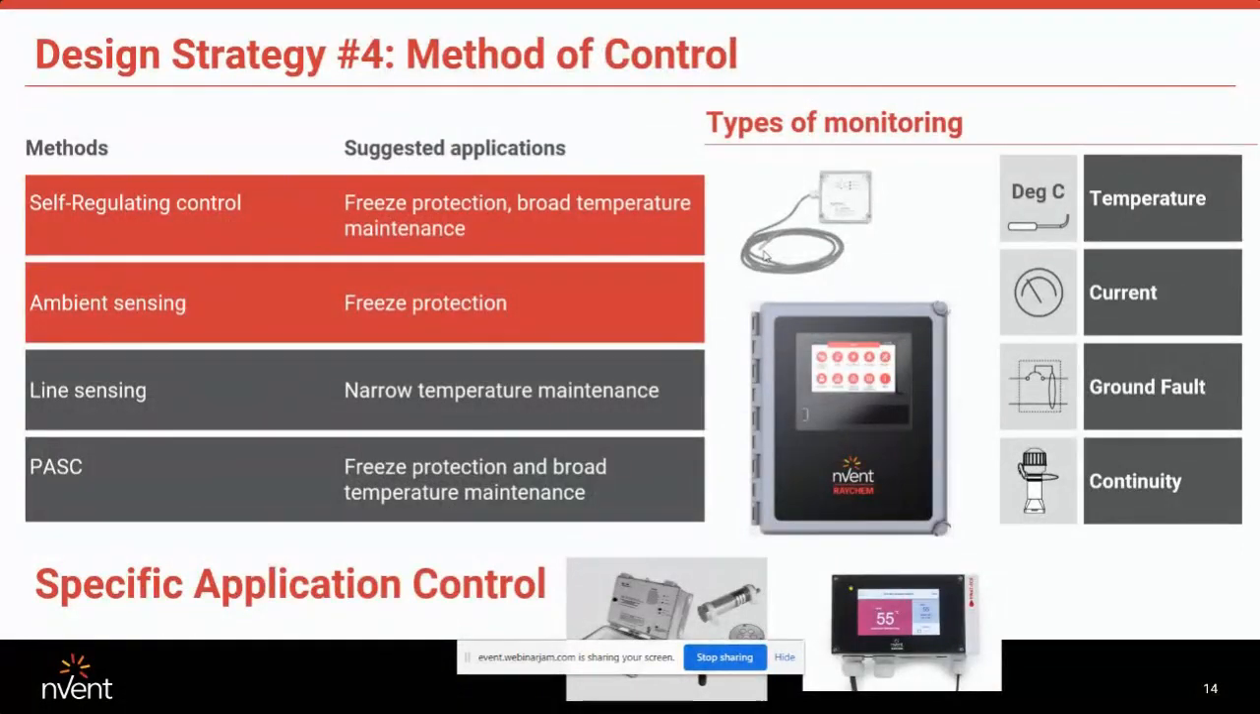So when we're looking at methods of control, things to think about are, again, are you trying to just freeze protect something? Is it okay if that pipe varies its temperature 40 degrees because we're not really sensing that pipe temperature? Or is it really more critical that we know what that pipe temperature is doing and that we're within a tighter band? That might be where we look at line sensing.